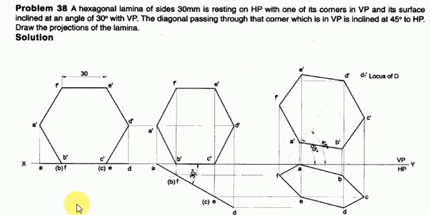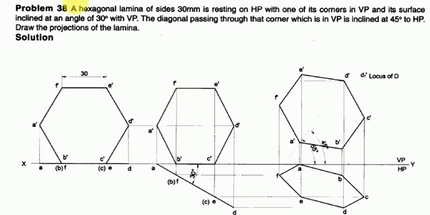A hexagonal lamina of side 30 mm is resting on HP with one of its corners resting in VP. These are the corners which are resting in VP, and this edge is resting on HP. The hexagonal lamina has one side resting on HP and the corner of the hexagon in VP, meaning it is resting in VP only.